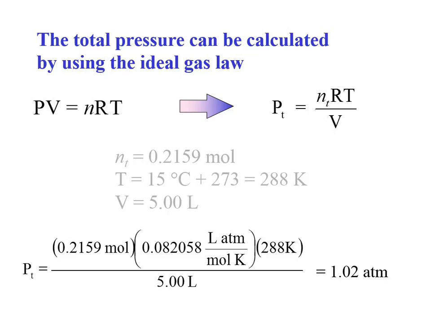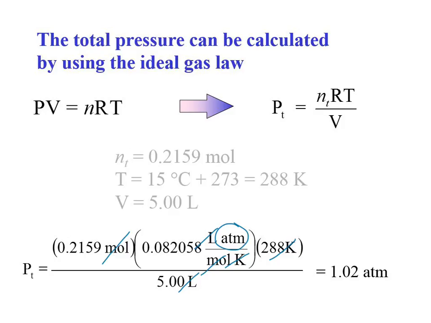Looking at what cancels, looks like moles cancel, kelvins cancel, liters cancel, and we're left with units of atmospheres in the numerator, which is great. 3 significant figures because of the volume and the temperature, so 1.02 atmospheres. And actually, the original problem said, what's the total pressure? So there you go. There's the total pressure.